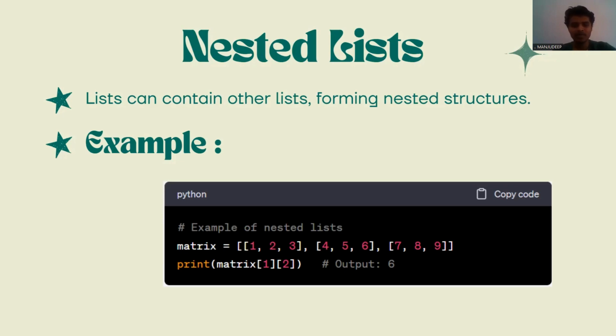Print matrix[1][2]. The output will be 6, as it is a list contained within a list. [1, 2, 3] is at index 0 of the list matrix, [4, 5, 6] is at index 1, and [7, 8, 9] is at index 2. So we are asking the print statement to print the index 1 value, so [4, 5, 6] is taken.